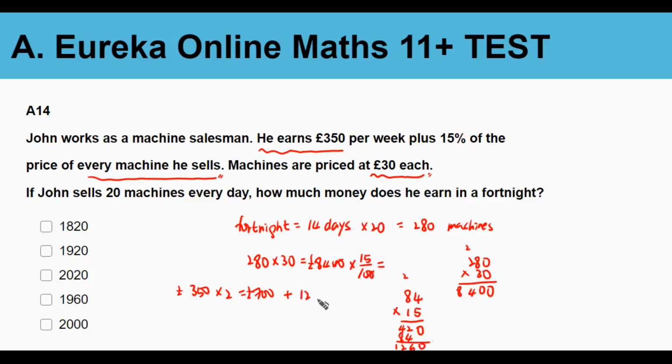Now we need to add this to the weekly pay. Now 700 pounds plus 1,260 is 1,960 pounds. Yes, the answer is the fourth one.